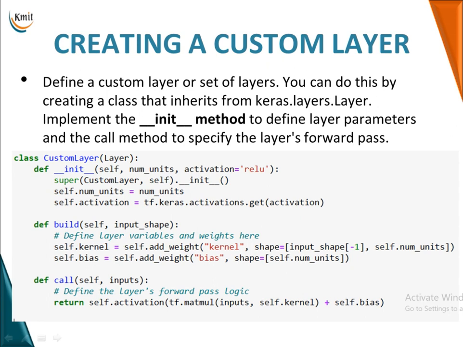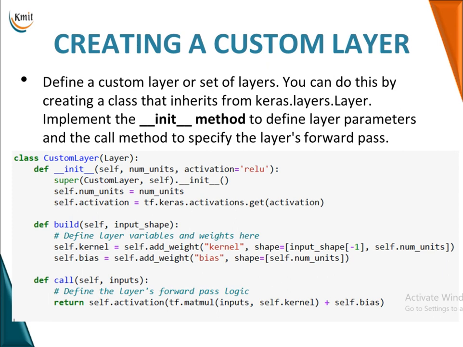Whenever you want to create your own custom layer or any set of layers, what you're going to do is create a class which is going to inherit keras.layer, and you will implement the init method in order to define your layer parameters, and you can also go for a call method to specify any different forward pass if you want. So here I am creating a class of custom layer and I am inheriting keras.layer from it, and I am using an init method wherein I am passing the number of units of that particular layer, and the type of activation function, here relu, that I am using.